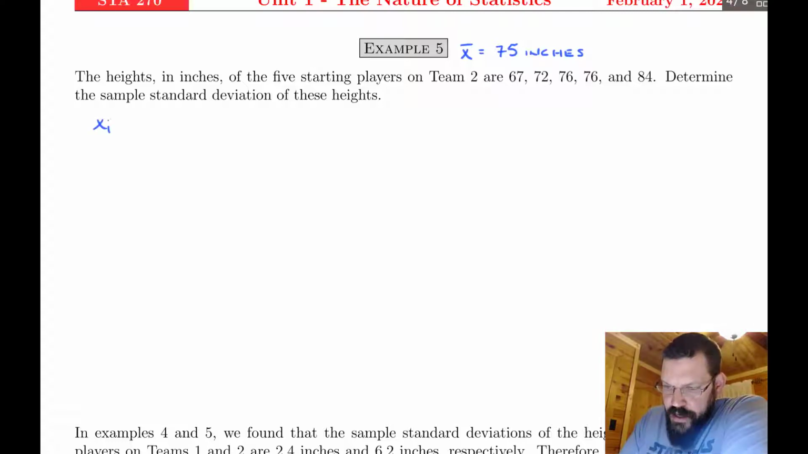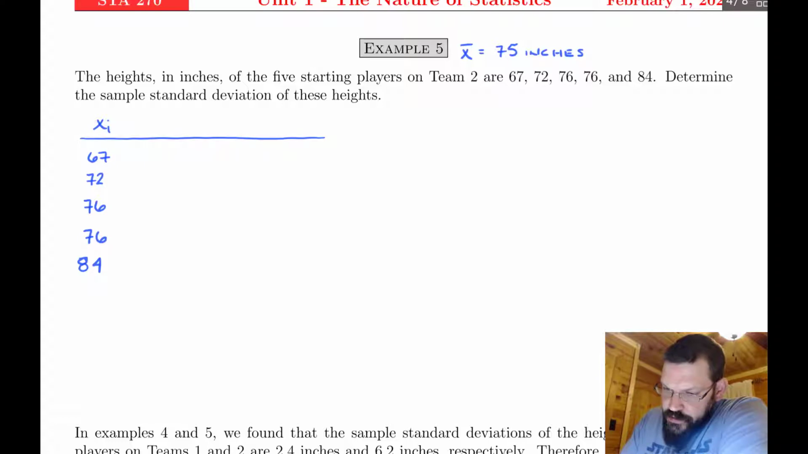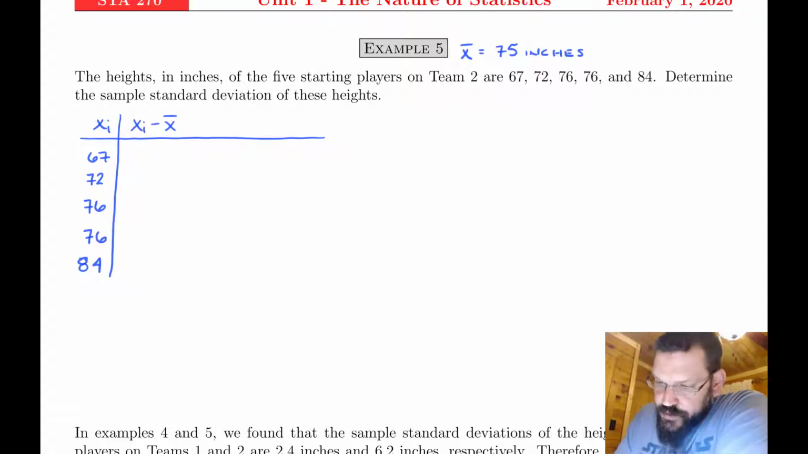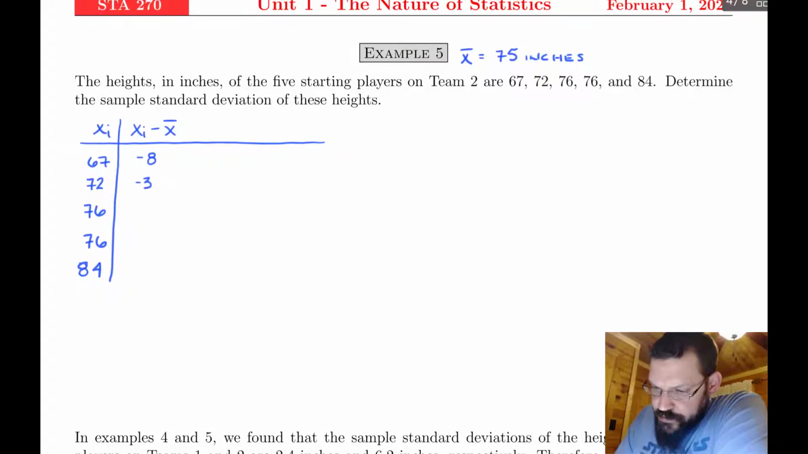So in the first column, I'm going to have my X sub I, which is my data points. So I have 67, 72, 76, 76, and 84. Is that all of them? Yeah, that's my 5 players on team 2. So then my second column is just going to be X sub I minus X bar. So it's going to be these data points in column 1 minus my mean, which is 75. So it's 67 minus 75, 72 minus 75, 76 minus 75, and then 84 minus 75.